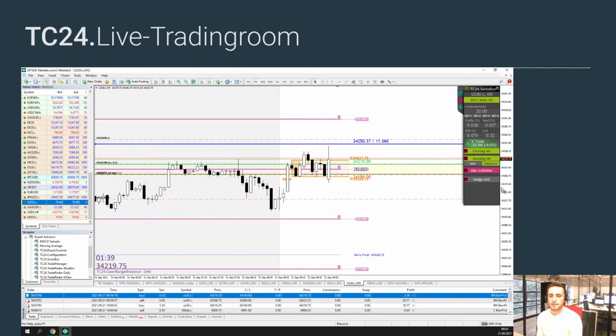However, this is mainly a trading tool which we're going to be using when we're expecting a lot of volatility in the markets.